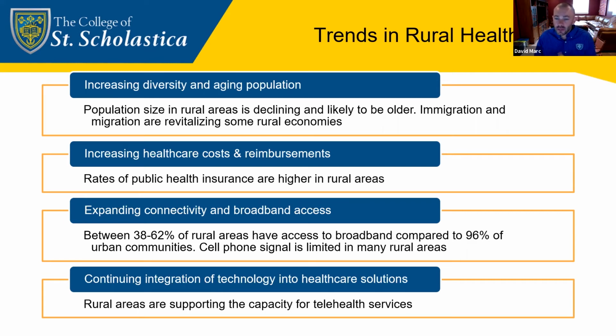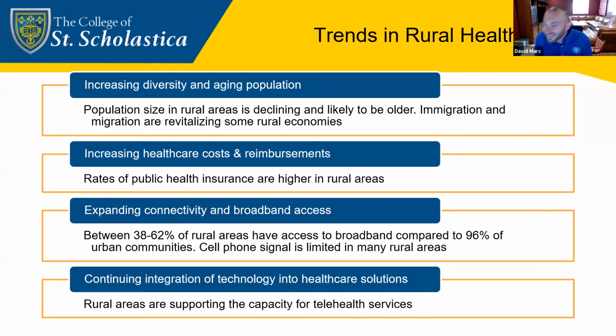Another trend in rural healthcare is increased healthcare costs and reimbursement. Rates of public insurance in rural areas tend to be higher as compared to that in urban areas. And this is largely due to the fact that there tends to be a higher population of people 65 years old and older in rural areas.